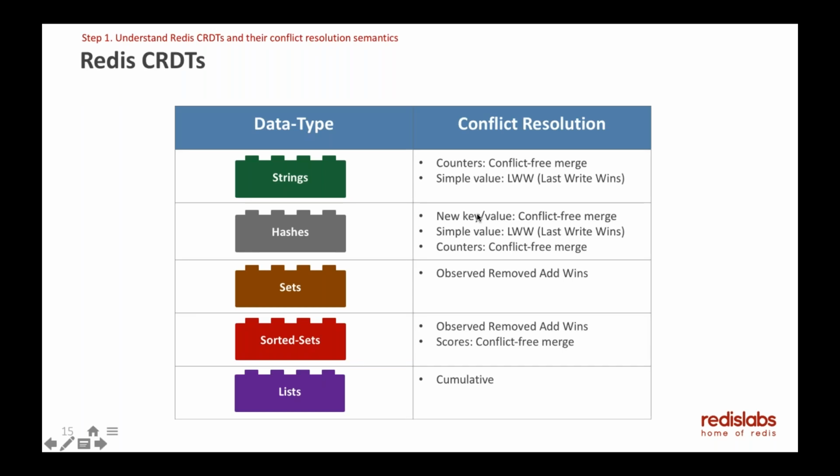Many of you may already be familiar with Redis data structures. So Redis has built-in data structures. It has strings, hashes, sets, sorted sets, and lists. Each of the data structures has its own way to manage conflicts when it comes to an active-active environment. So in Redis Enterprise, we have designed it in such a way that it has the conflict resolution techniques that are appropriate for these data structures. So we'll see some examples.